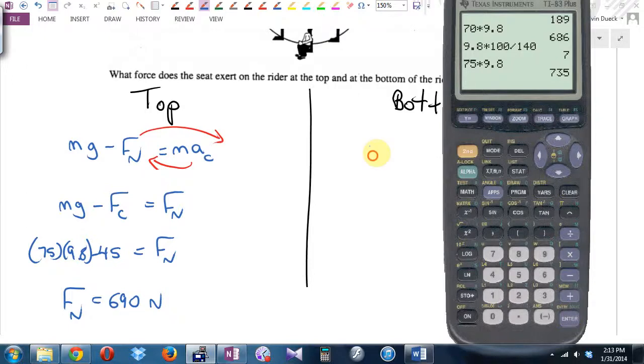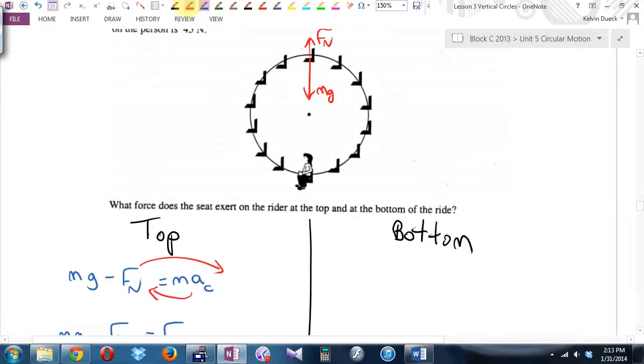At the bottom, what are the forces acting at the bottom? Get the obvious one. Which way? What else? Pointing which way? Bigger, smaller, or same size as mg? So here, my equation is going to be winner minus loser equals, and instead of writing MAC, I'll just put FC since they gave me FC was 45.